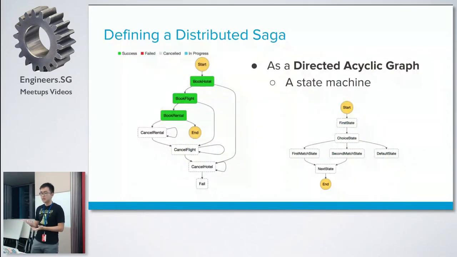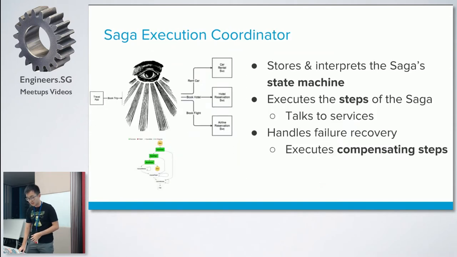So how do you define a distributed saga? You could define it as a state machine, basically. On the left is an example for our example. We'll look at it in more detail next.